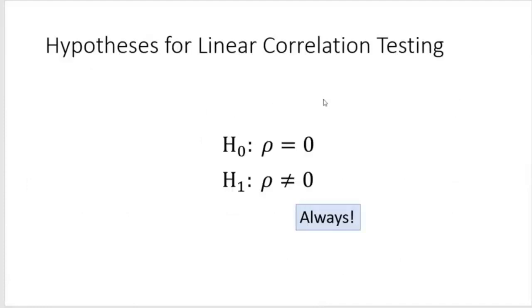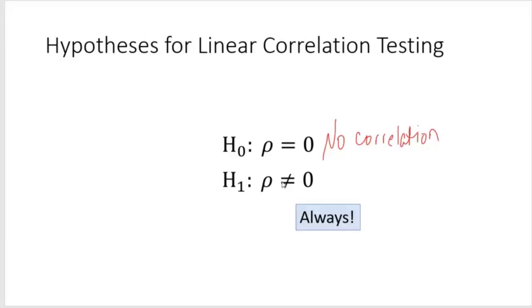Whenever we are doing a hypothesis test for linear correlation, you don't have to use any greater thans or less thans. If you're looking at linear correlation, what you're really determining is that our null is going to be that there is no correlation. That's actually what that means. If we say that rho is equal to 0, that means that there is absolutely no correlation. And that would be your null hypothesis.